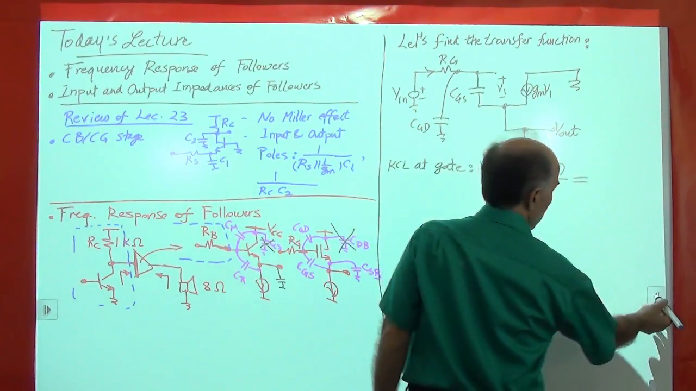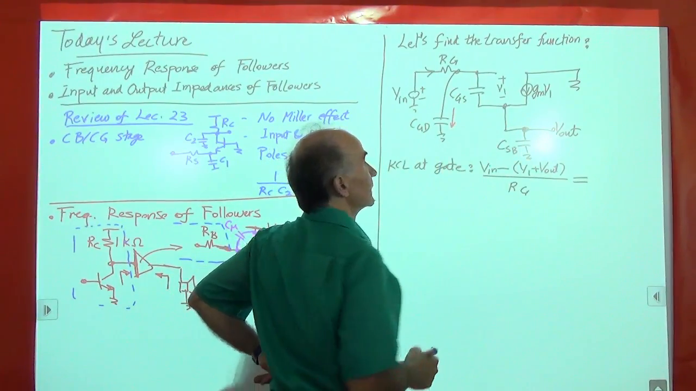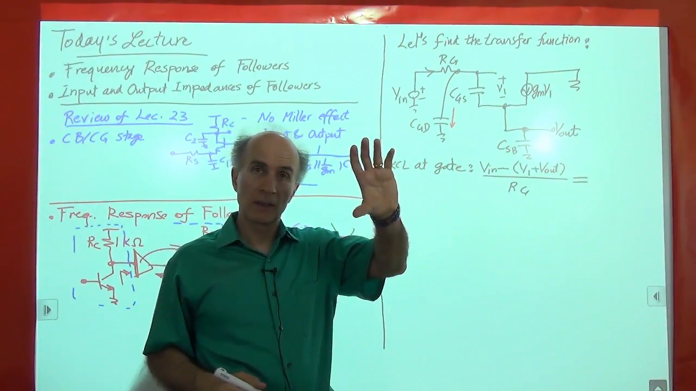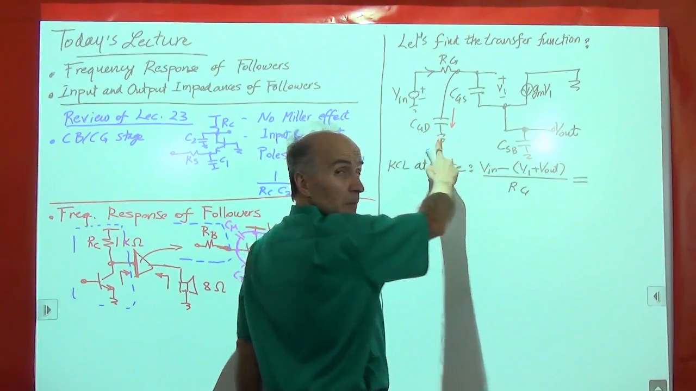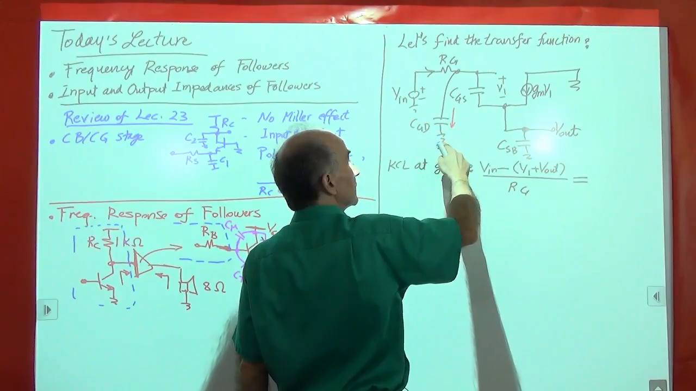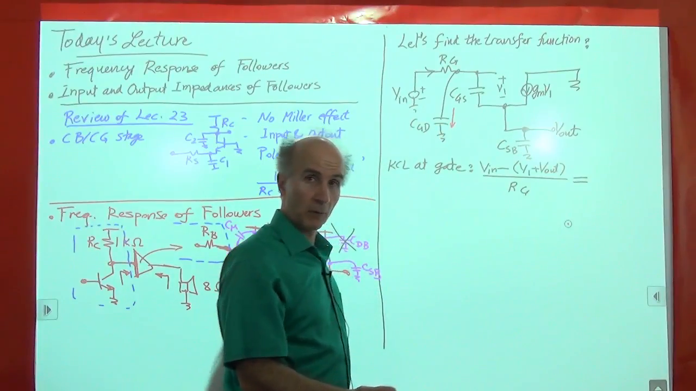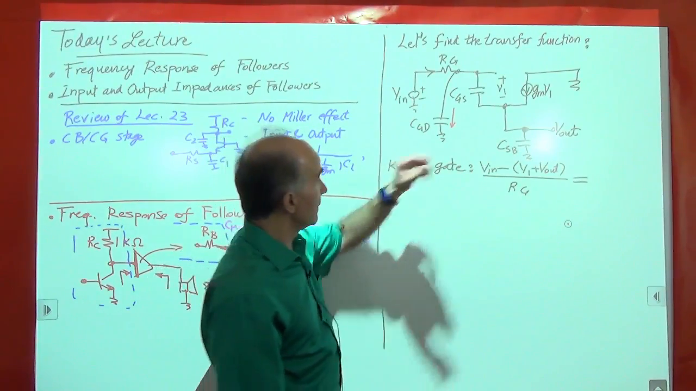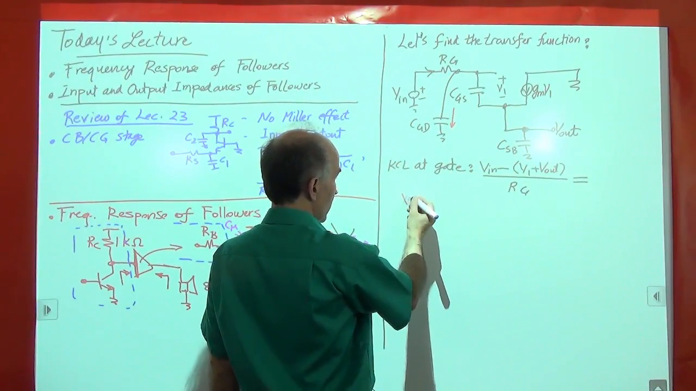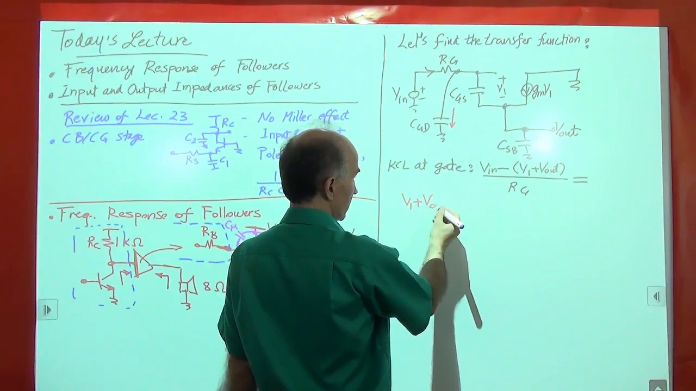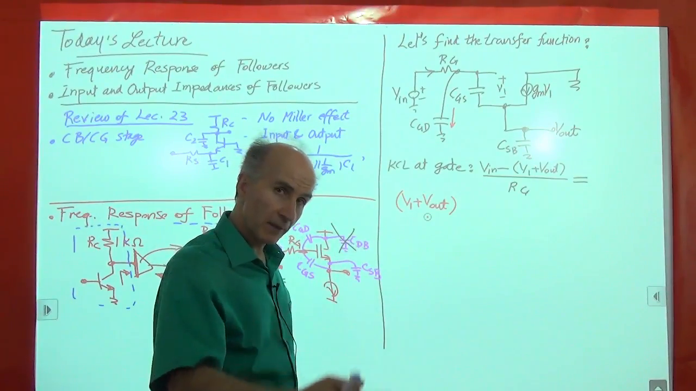Let's use a different color. This current here is equal to the voltage on CGD divided by the impedance of CGD. How much is the voltage from here to here? It's the same thing. So it's V1 plus Vout, as we found before. So the voltage across CGD is this plus this, so it's V1 plus Vout, divided by the impedance of the capacitor.